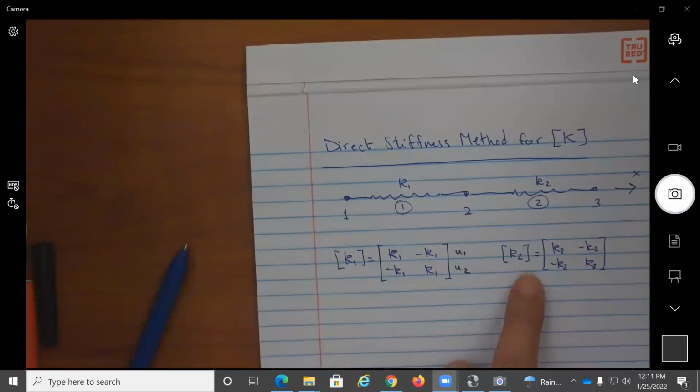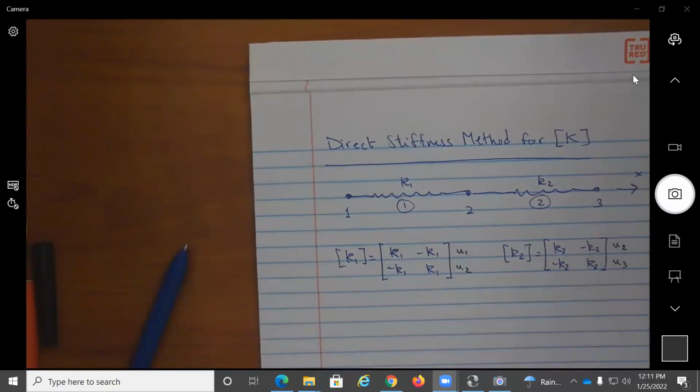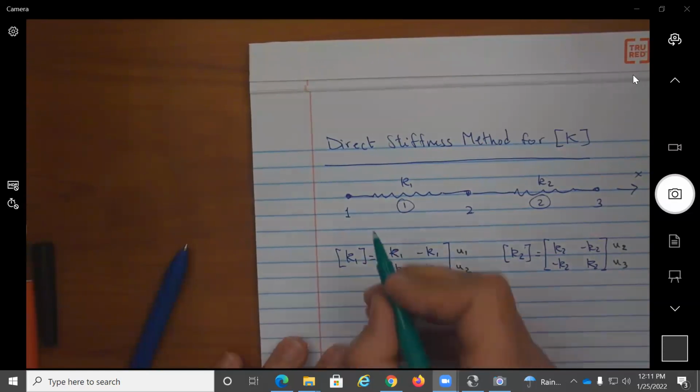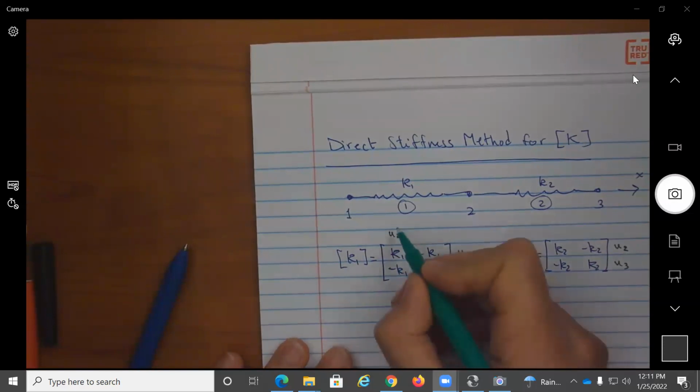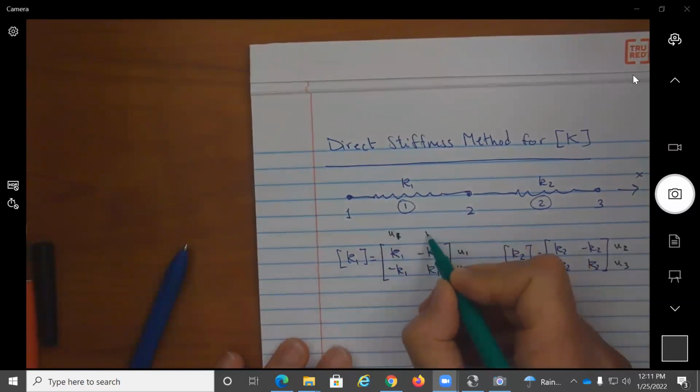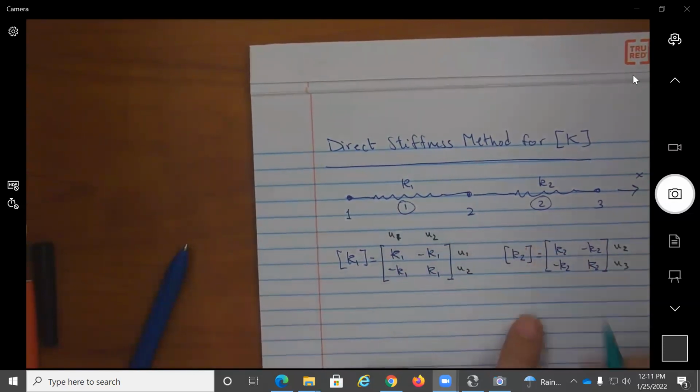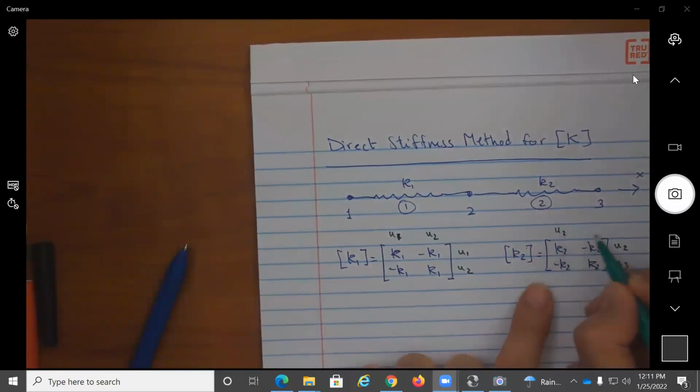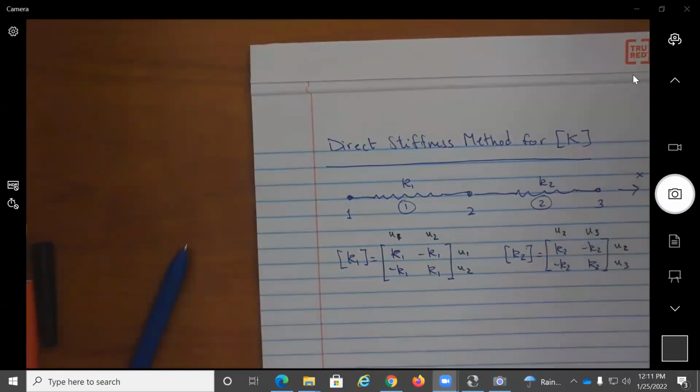I'm going to do the same. Here is U2 and here is U3. So I'm just labeling the row for each of these element stiffness matrices according to its degree of freedom. Corresponding to row 1, I have column 1, and I'm going to also relate column 1 to U1 and column 2 to U2. Likewise here, this is related to U2 and U3. And we're going to understand why.